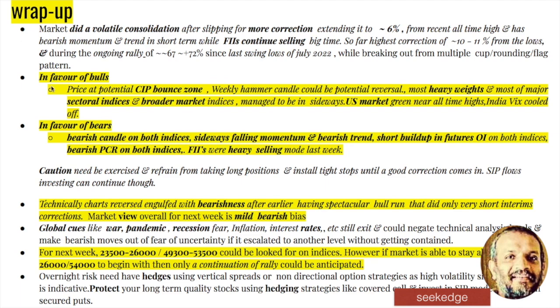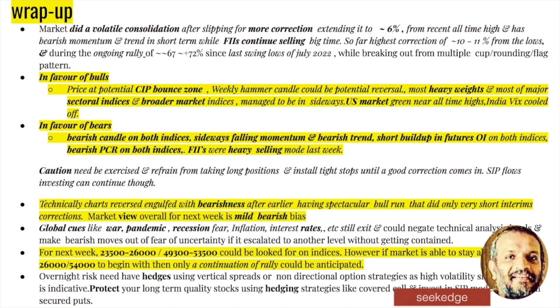So these are factors in favor of the bulls, but in the case of bears, a lot of things are not that great. Bearish candlesticks, red candles, momentum falling sideways, trend is bearish on both time frames. Short build up on the futures, high bearish build up. PCR is bearish. FII selling is heavy. All these are in favor of the bears, so you have to be cautious. You have to refrain from taking long positions in a hurry, because we never know if the market has found the bottom or not. Look at the candlesticks, read the positions and then bet on it.